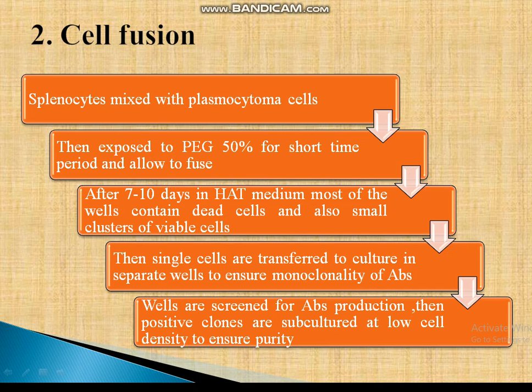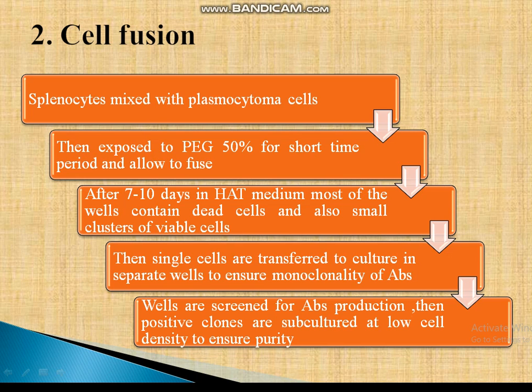After that, we will get 5 different types of cells, that is unfused B cells, fused B cells, unfused myeloma cells, fused myeloma cells, and the fifth one is hybridoma cells. So what is our need? We have to get the hybridoma cells. After 7 to 8 days in HAT medium, most of the cells are dead cells and there is also a small cluster of viable cells. Now, what is HAT medium? HAT medium is hypoxanthine, aminopterin, thymidine.